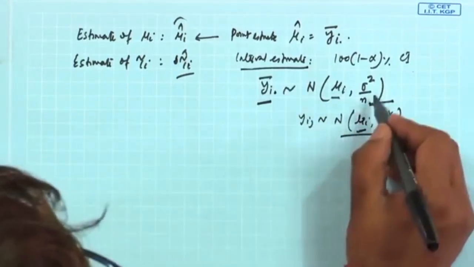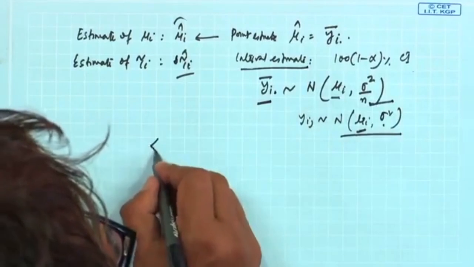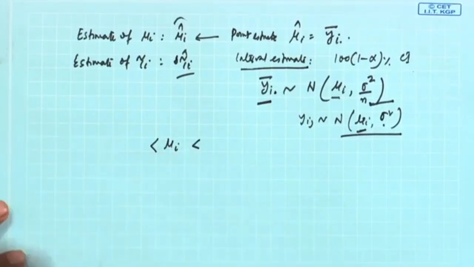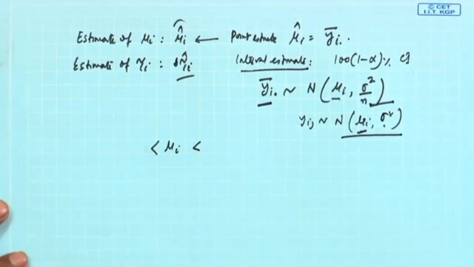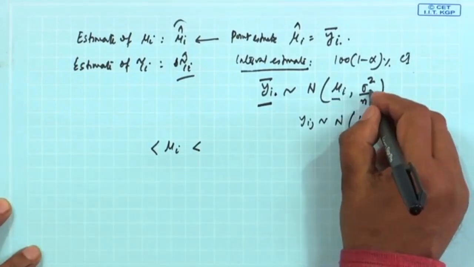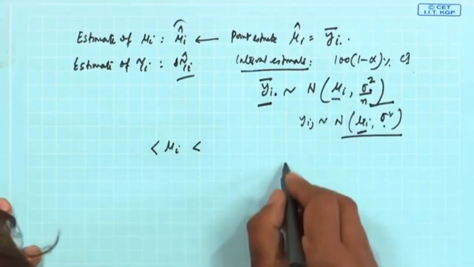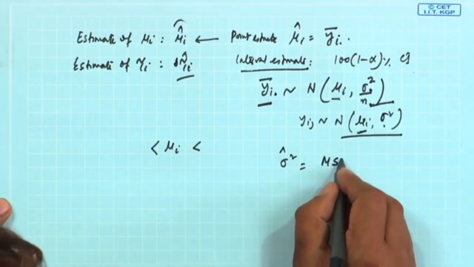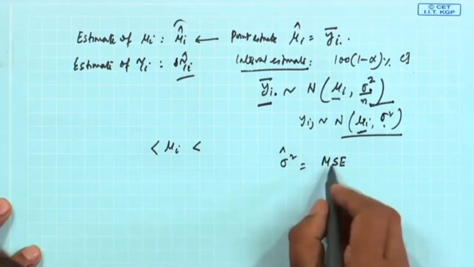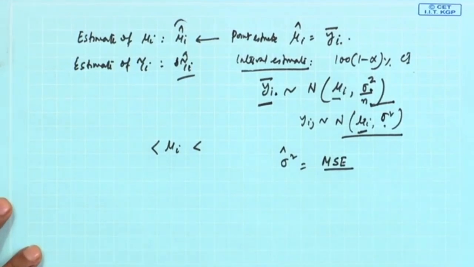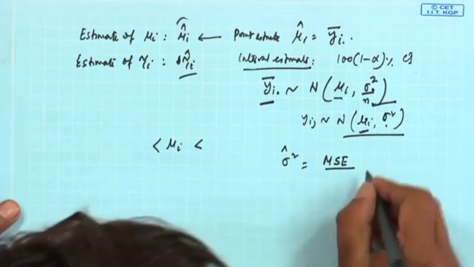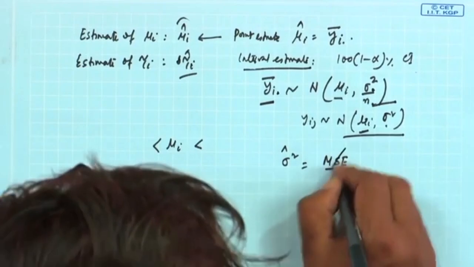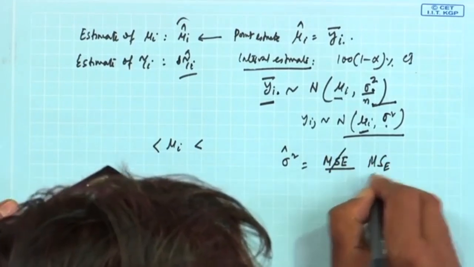Now, what interval estimate do you want? You want the interval estimate of this. As a result, you require the sigma square value. That estimate of sigma square is nothing but MSE, or another way we can write it, MS suffix E.